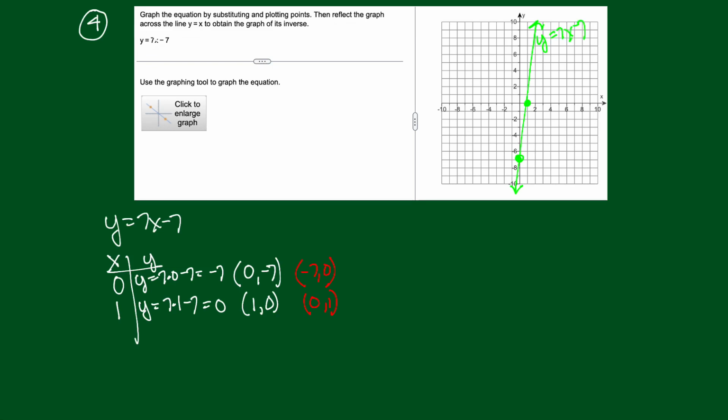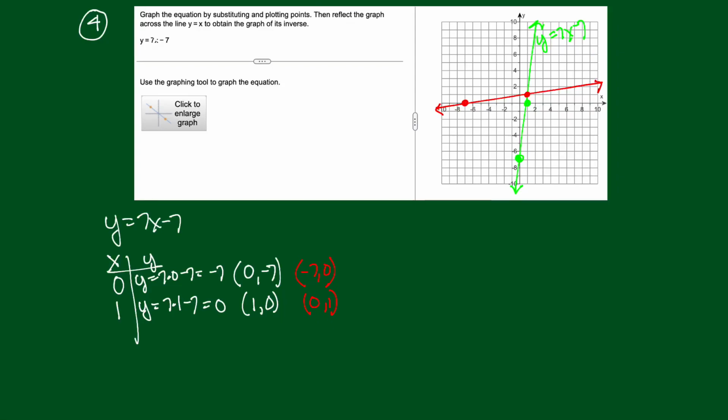Now let's get the inverse. Now the inverse I'm going to get by plotting these points. So I'm going to go to the left 7, up 0. I'll do this one in red. To the left 7 at 0, I think that's it right there. And then the next point is 0, 1. So 0, 1 is going to put me right here. Let's draw a line through those points. See if I can get that line. That looks pretty good.